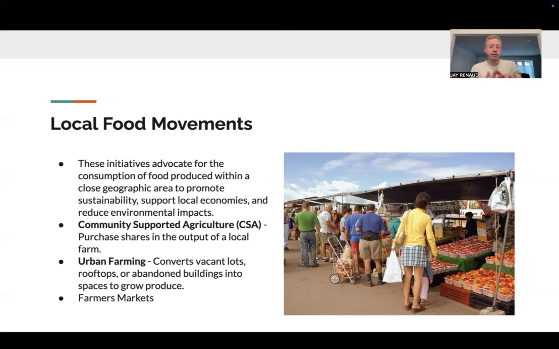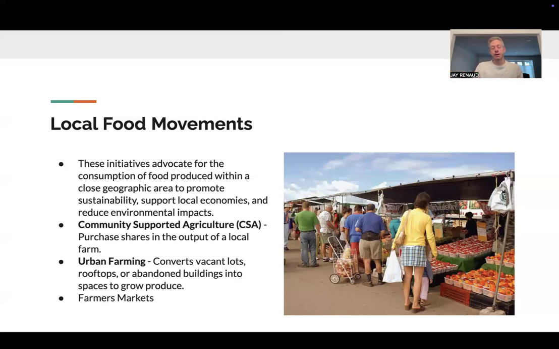Sometimes they give you some options on what you get in that weekly basket, and better for the environment. Urban farms, another example of a local food movement. Urban farms are a growing movement where people are converting vacant lots, rooftops, even abandoned buildings. If you search YouTube for vertical farming, there's an example as well.